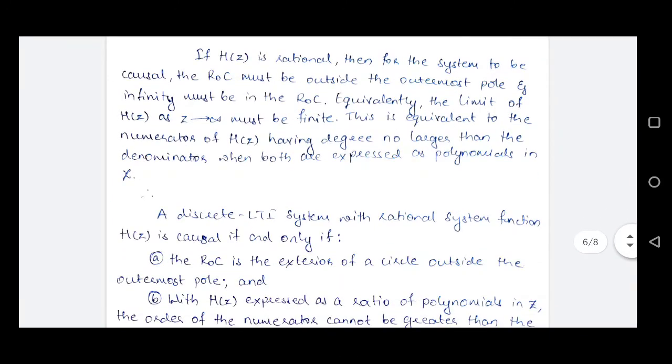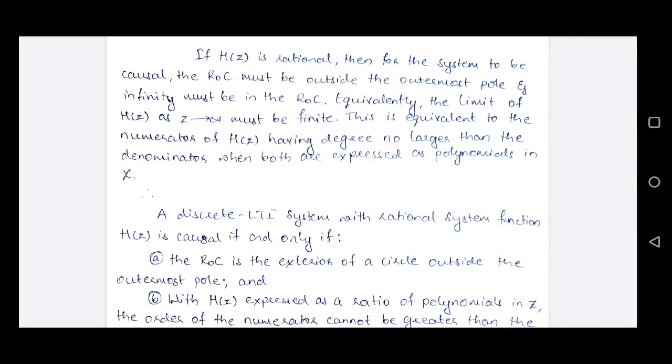And if the system function H of z is rational, then for the system to be causal, the region of convergence must be outside the outermost pole, and infinity must be in the region of convergence. Equivalently, the limit of the system function as z tends to infinity must be finite. This is equivalent to saying that the numerator of the system function H of z should have a degree no larger than the denominator when both are expressed as polynomials in z.